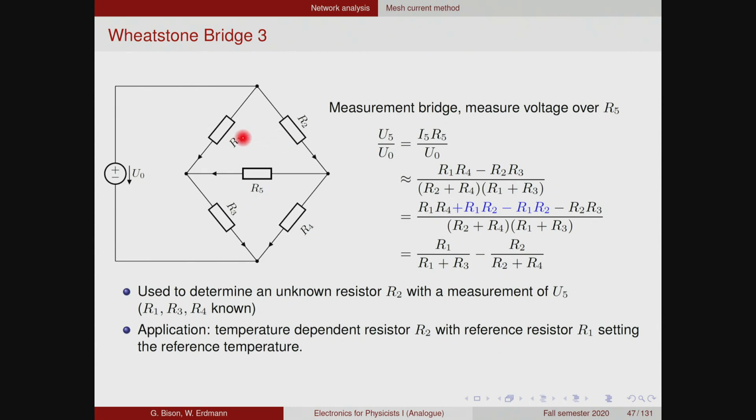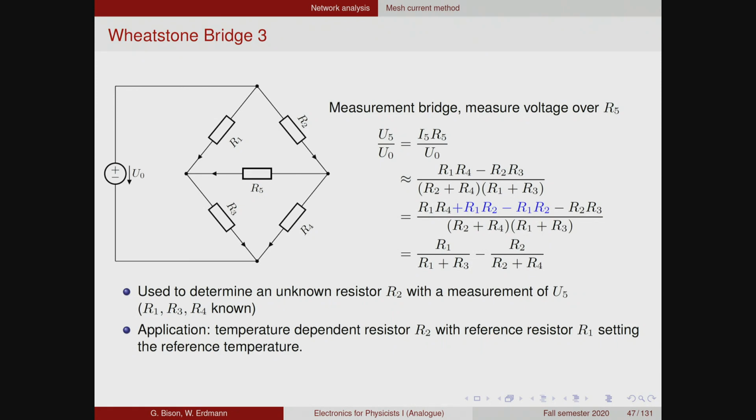So you can have the resistor 1 already as, I mean, you can set it to whatever you want. So you can set it to 100 ohms. And then at exactly 100 ohms, this difference here becomes 0. So it's a nice way to compare one resistor to a reference resistor and get a 0 signal in case they match.